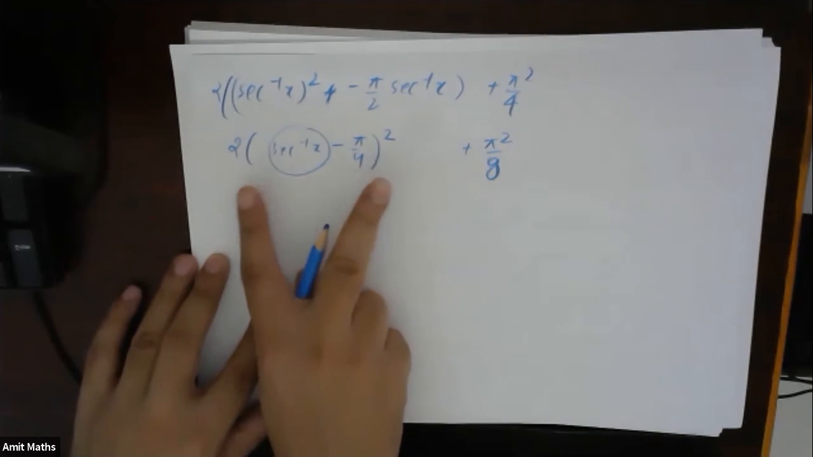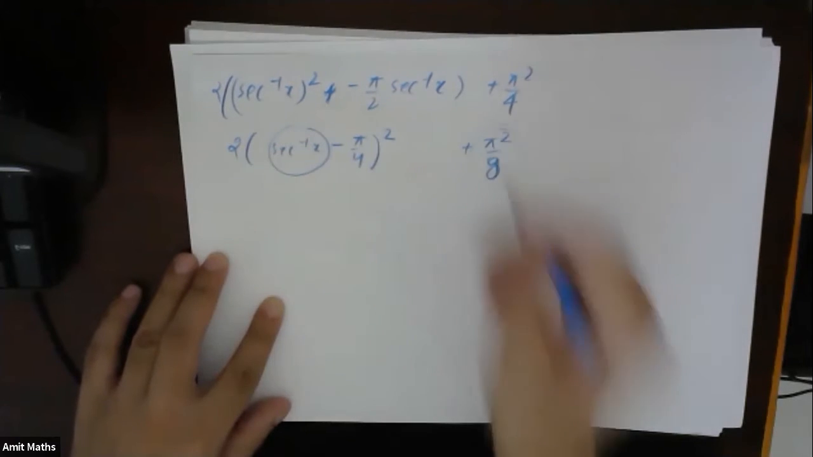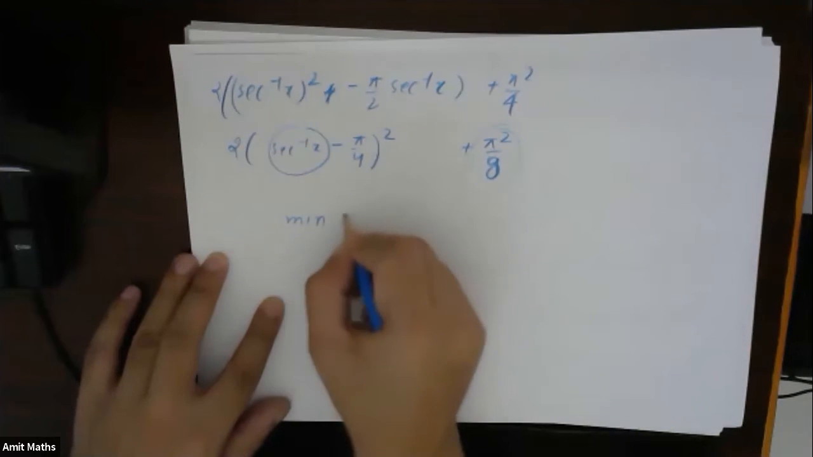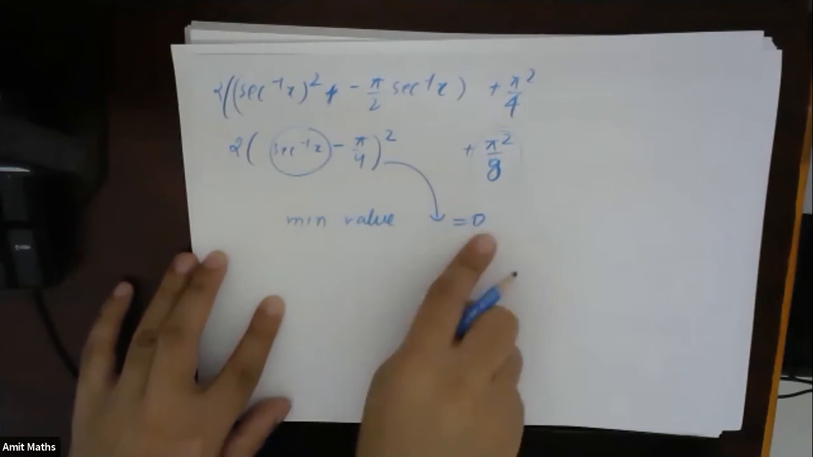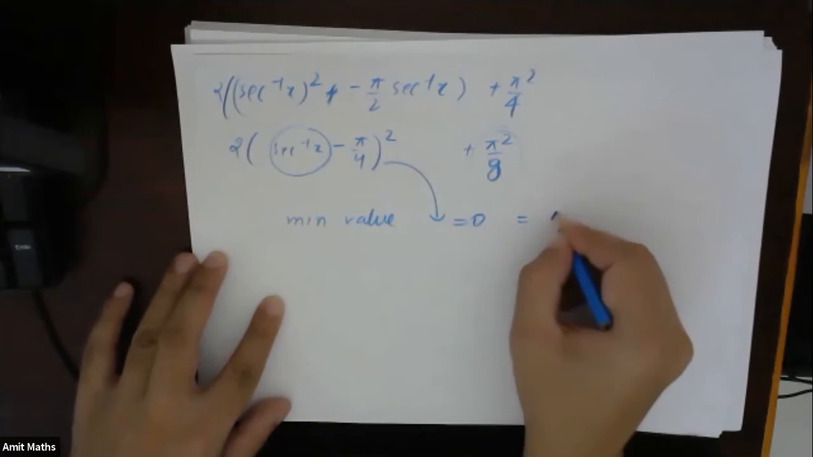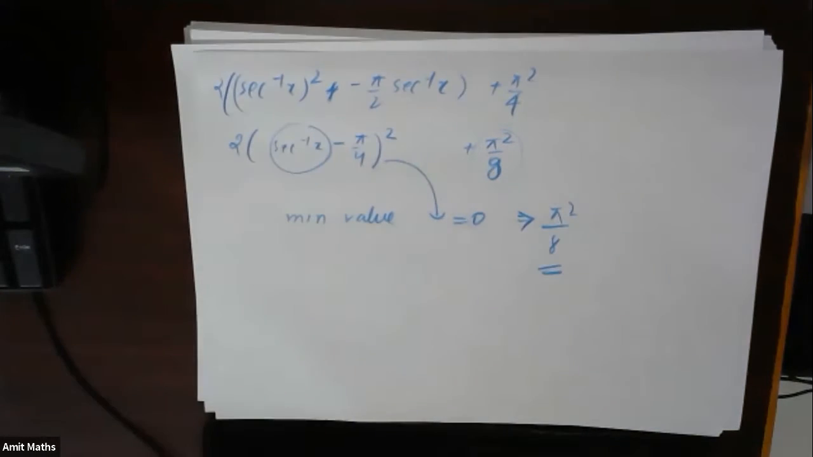So when is this 0? When this will be 0, only the constant part remains. So the minimum value will be when this part is equal to 0, and the minimum value will be nothing but pi square by 8. Fine. Okay, let's check this. I'll show you the previous slide once again.